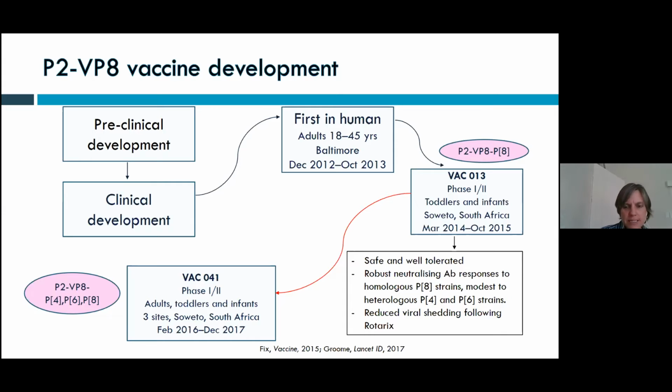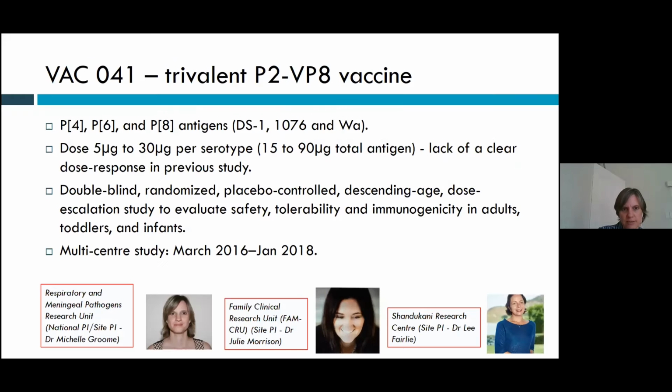But because of the limited cross-protection against the other strains, the vaccine was reformulated to then include a virus subunit from the other strains. So there was a trivalent formulation, which was then developed, which had the P4, 6, and 8 strains, which we then tested again in Soweto, and there was then inclusion of two other sites. And this was done in adults, toddlers, and infants. We had to include the adults because it was a reformulation. And this was done in 2016 and 2017.